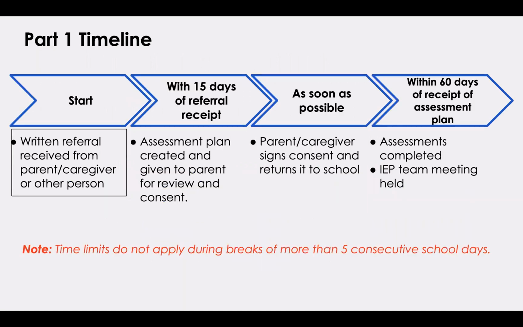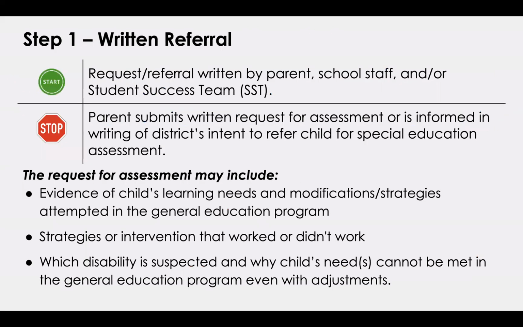The timeline for Part 1 starts with a written referral received from the parent or another person making the referral. Then within 15 days of receiving the referral, the assessment plan is created and given to the parent to review, sign, and consent to. Then as soon as possible, the parent will sign the consent and return it to the school. Within 60 days of receiving the assessment plan, the assessments are completed and the IEP team meeting is held. Remember that the time limits don't apply during breaks of more than 5 consecutive school days.